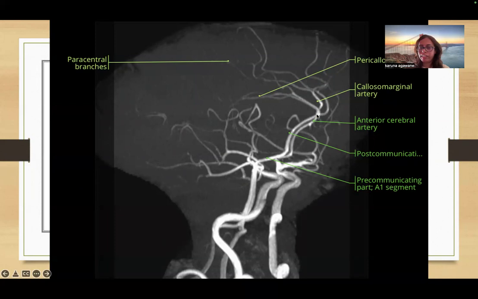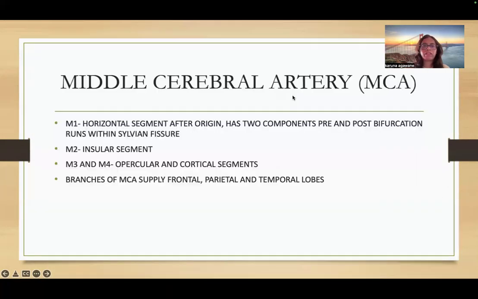So here the artery takes a backward turn along the convexity of the corpus callosum. Then comes the middle cerebral artery, again arising from the internal carotid artery as its terminal bifurcation. It also has multiple segments. The first one is known as the M1, which is a horizontal segment within the Sylvian fissure.